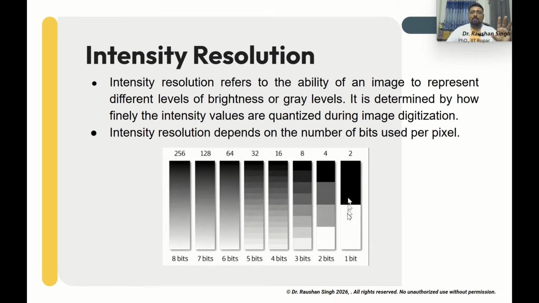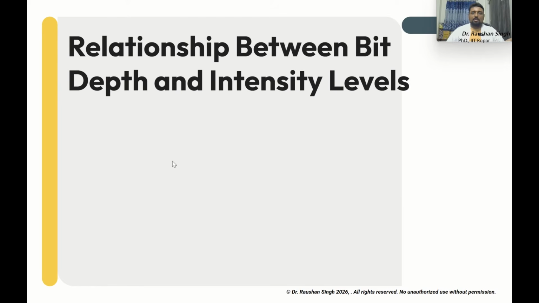So basically you are getting that many pens to draw the diagram. Here you have only 2 color pens, here only 4 color pens, only 8 color pens, here only 16 color pens. And here 256 colored pens you are getting to draw an image. So definitely from this you will be able to draw the image with much more clarity. So that is your intensity resolution.